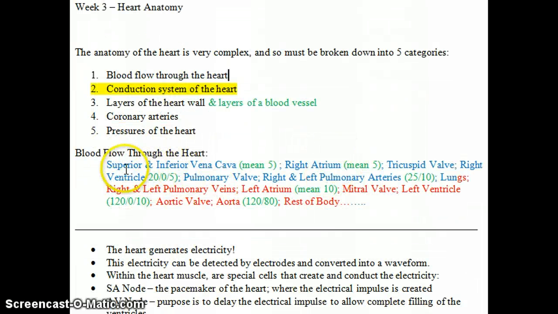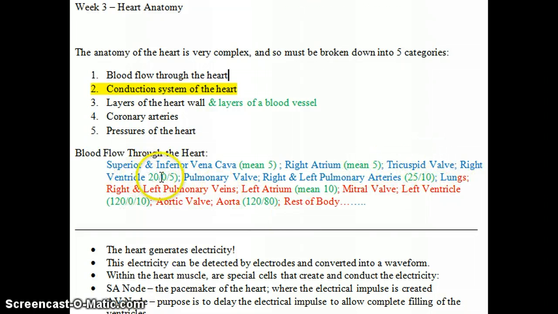So here again I just have blood flow through the heart typed out again. If you'll notice though, I do have the pressures in parentheses in green. So the superior and inferior vena cava, remember those are veins, and veins do not have a pulse, and so those are reported as a mean, or that's just another name for average. So the average blood pressure of any vein is about a 5. The right atrium is also an average of about a 5 millimeters of mercury.